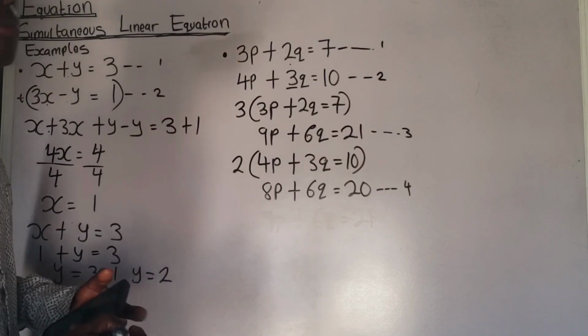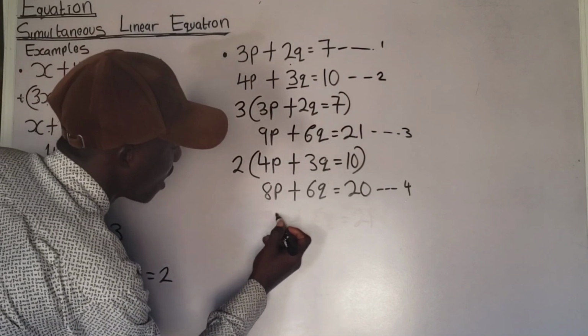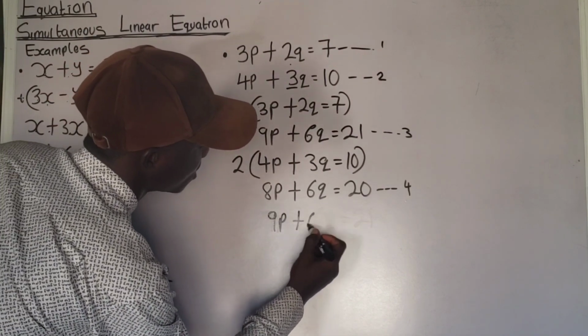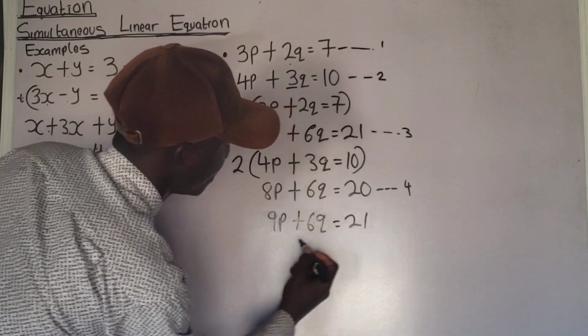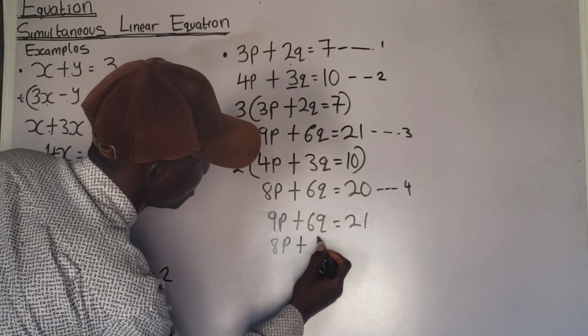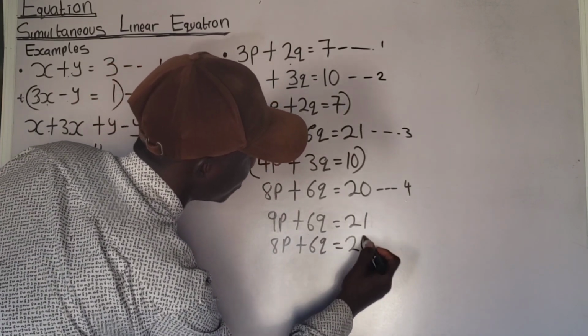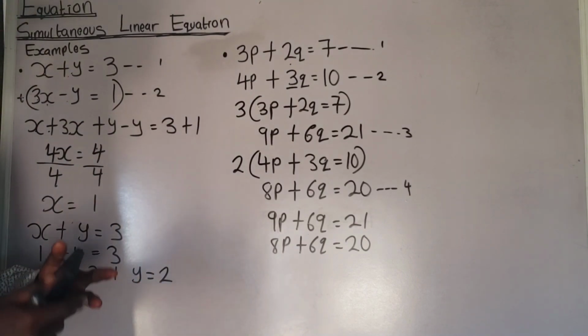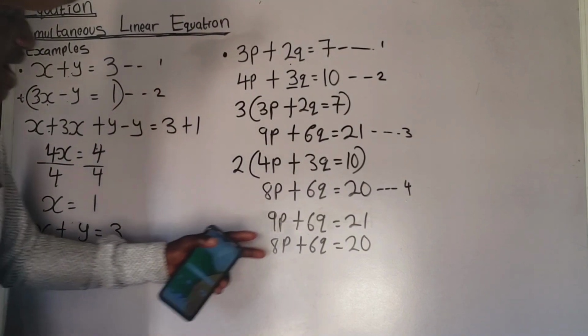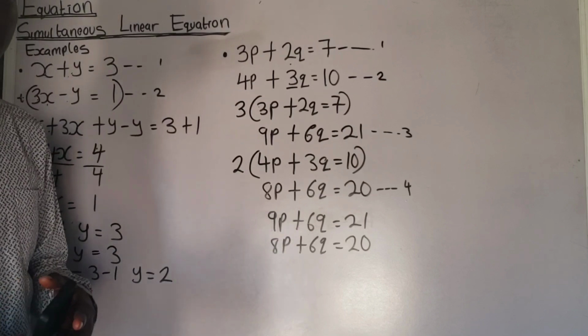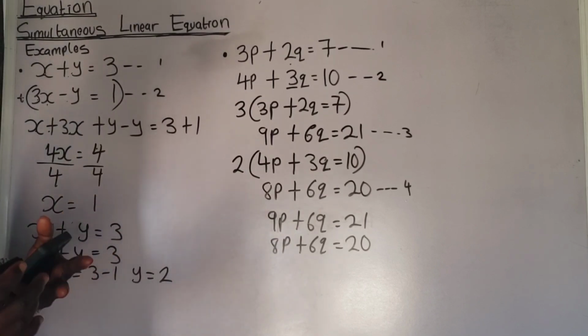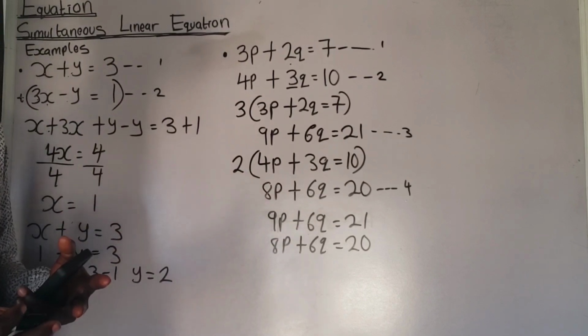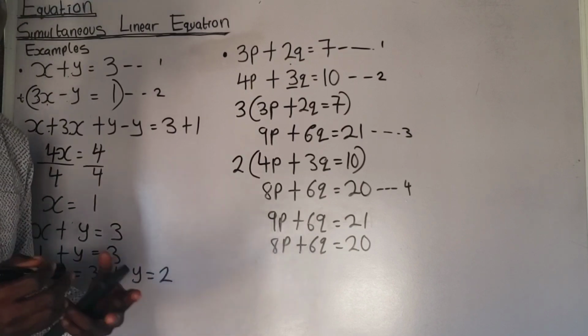Now I'm going to combine both equations. I'm going to have 9p plus 6q equals 21, and 8p plus 6q equals 20. Now the coefficients of q are the same. The next step here is to check the signs. The signs are the same, so I'm going to subtract.